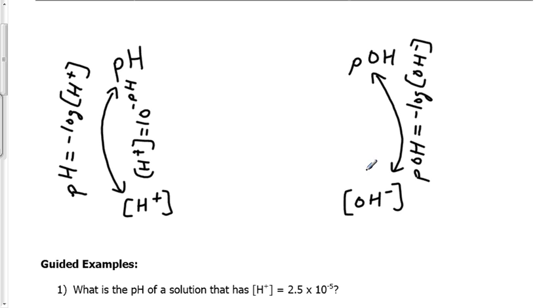Likewise down here, to find the concentration of OH-, we're going to take 10 and raise it to the negative pOH.